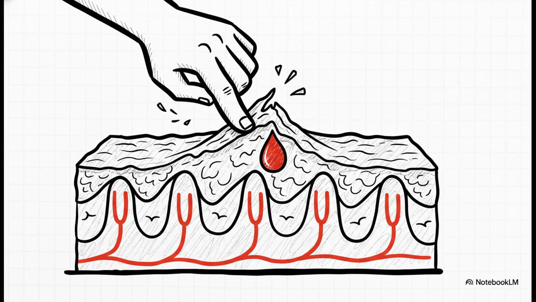But pay close attention to Auspitz's sign. If a patient scratches off a scale, it instantly bleeds. Why? Because histologically, there is irregular epidermal thickening, but it becomes incredibly thin right over the dermal papillae, where these dilated capillary loops sit. You scratch the scale, you hit the capillary, and boom, pinpoint bleeding.